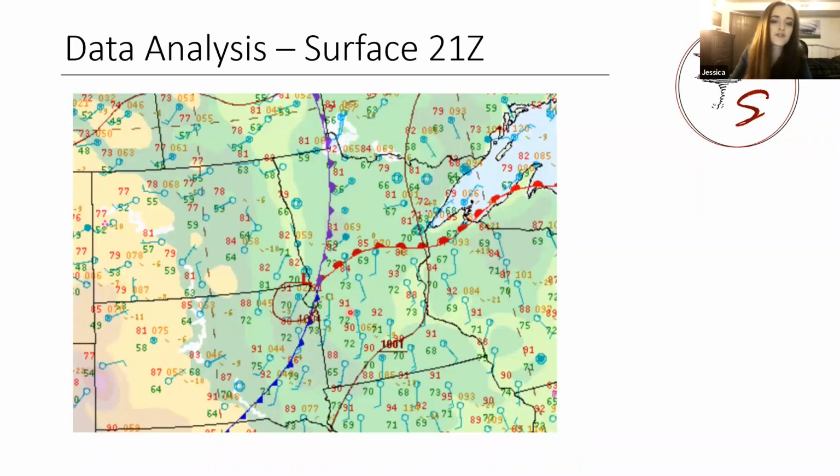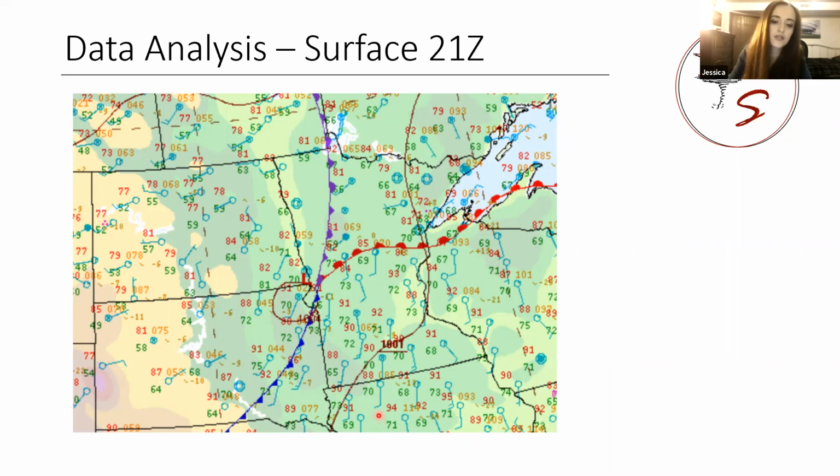And this is some surface analysis. This really gives us a better idea of what's going on at the surface. So here's that mesolow developing that I previously alluded to. You get a better visualization of it here. And a wavy warm front extending across Minnesota and northern Wisconsin, and a cold front draped across southeastern South Dakota into central Nebraska.